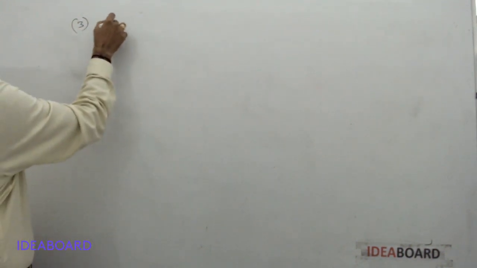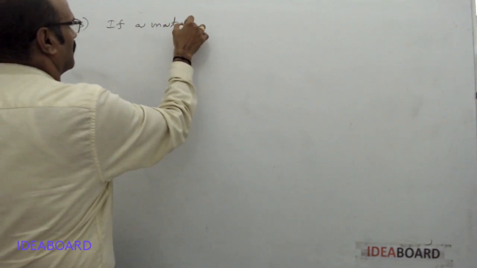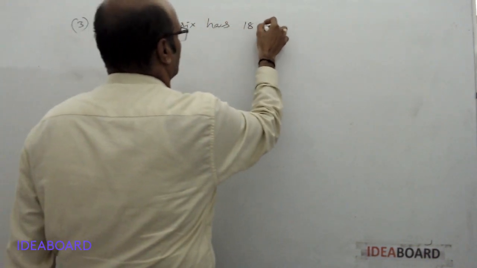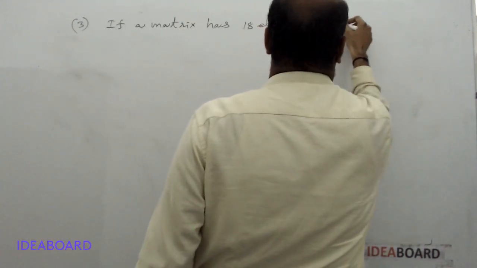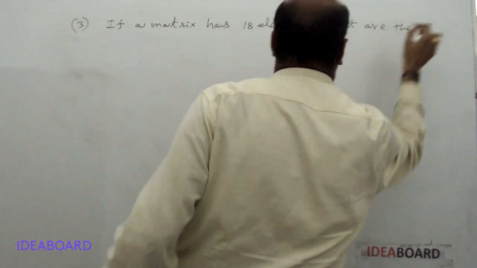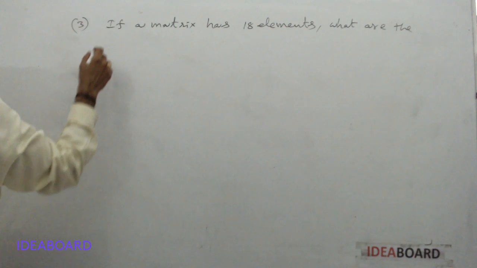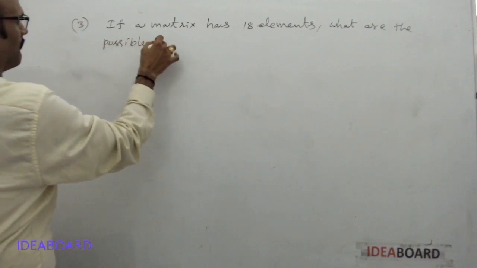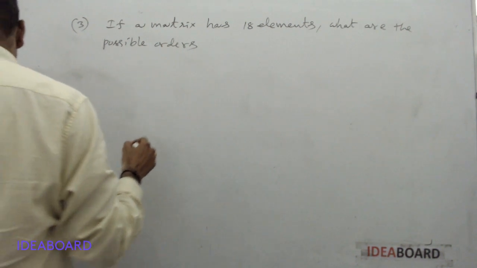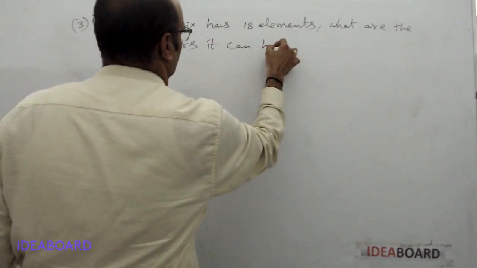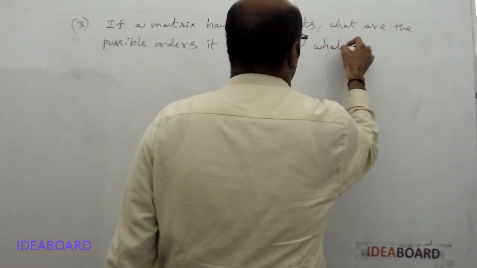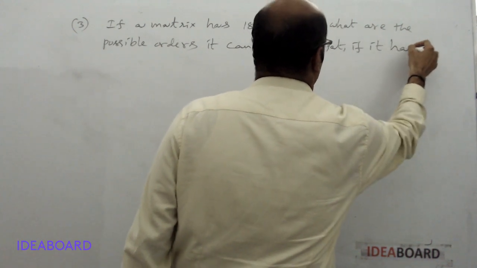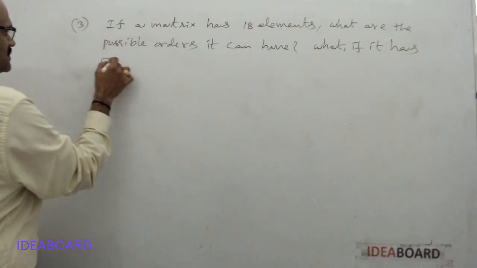Third problem. If a matrix has 18 elements, what are the possible orders it can have? What if it has 5 elements?